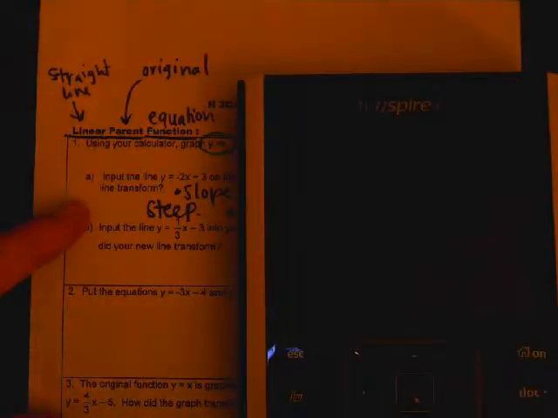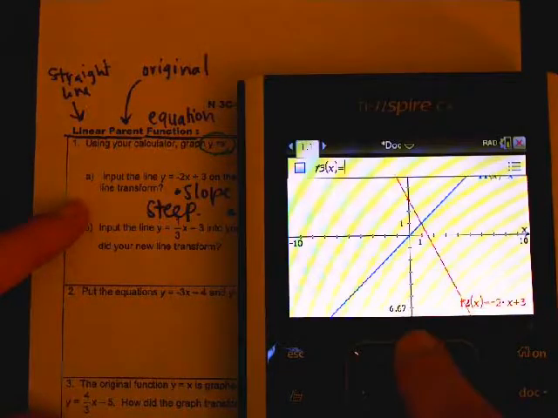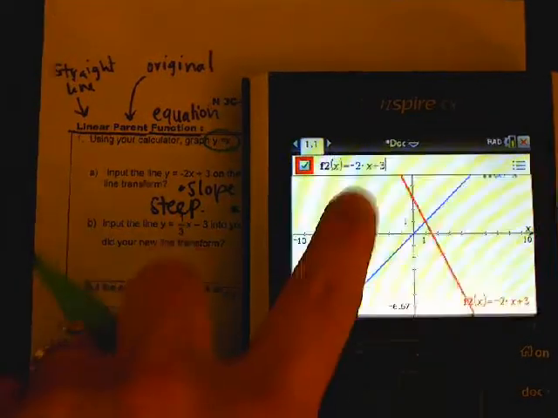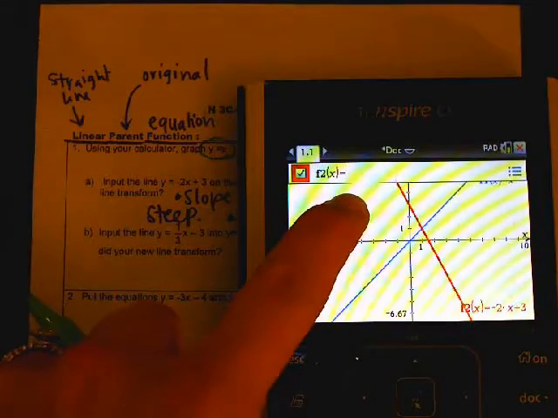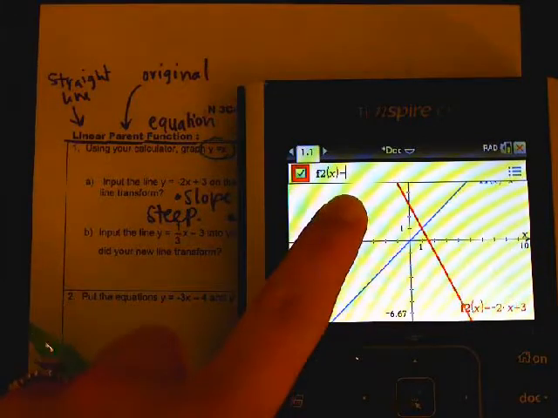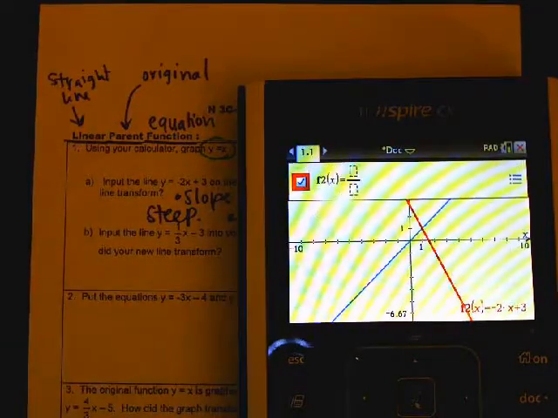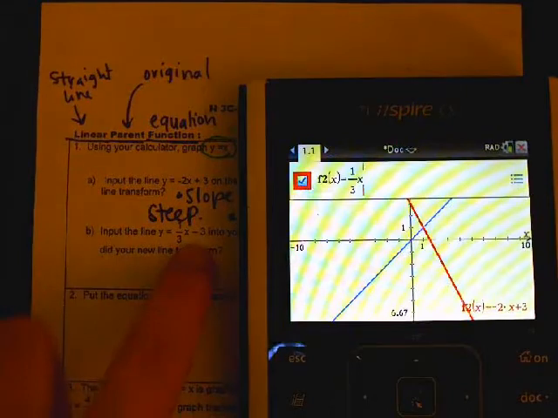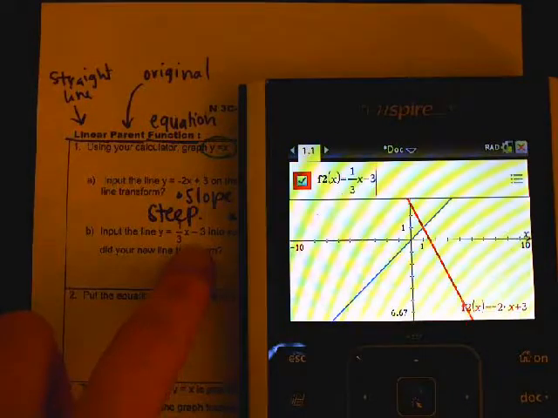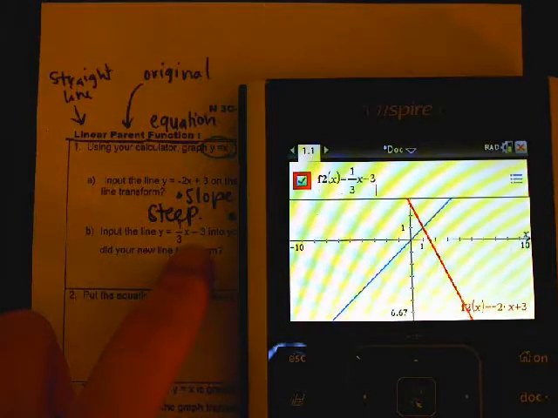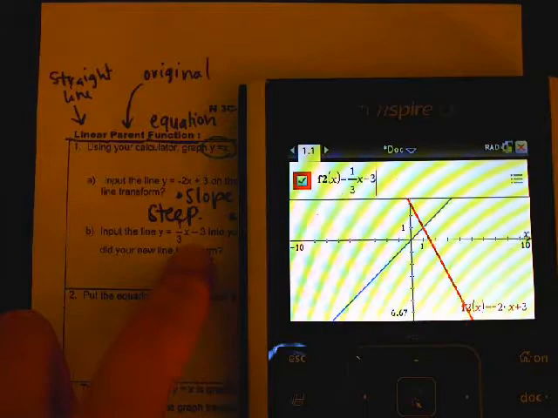So hit tab. Okay, hit tab. We're going to go up, and we're going to delete this out. But we're going to keep the original the same. Y equals x is going to stay. Now I'm going to do 1/3 x minus 3. Hit tab. Got it? Scroll up. Delete that equation, and then plug in this one.